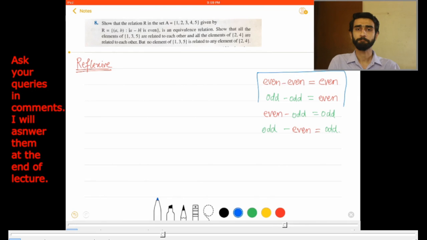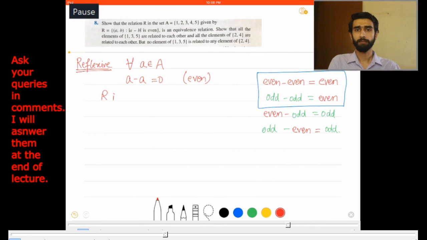Okay. Now start with reflexive. It is reflexive or not. So let's go further. What is the condition? For all a belongs to A, a minus a is 0. Very clear? For reflexive, any number should be related to itself. a comma a belongs to R should hold. So when will a comma a belong to R?